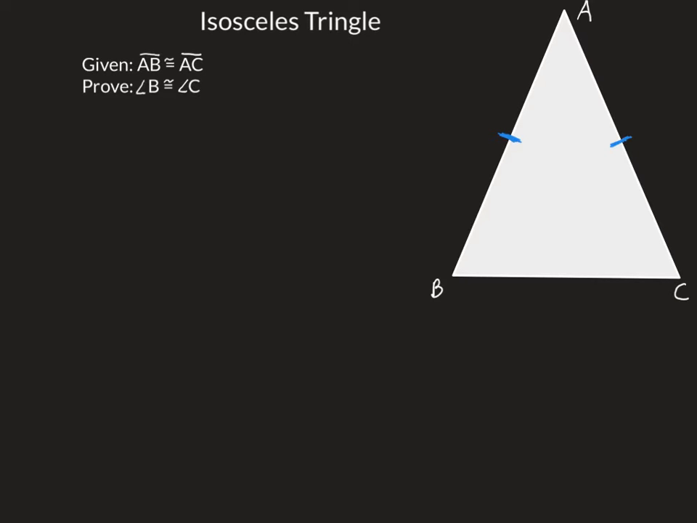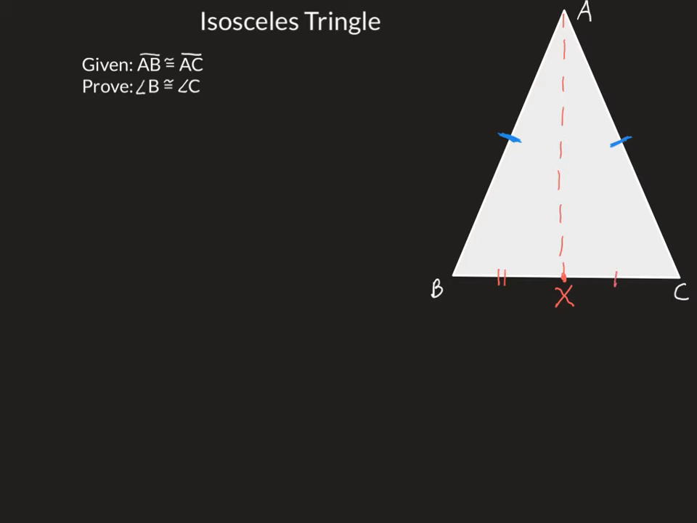So what we have here on the right is an isosceles triangle, and what's given is that line segments AB and AC are congruent to each other, which is what makes this an isosceles triangle. And we're trying to prove that angle B is congruent to angle C. So what I'm going to do here is actually create two different triangles. So I'm drawing a vertical line going from vertex A down to the midpoint of BC. We're just going to call that point X.